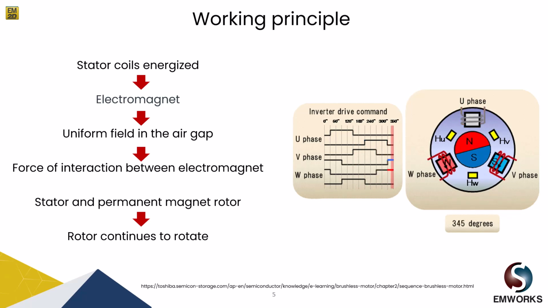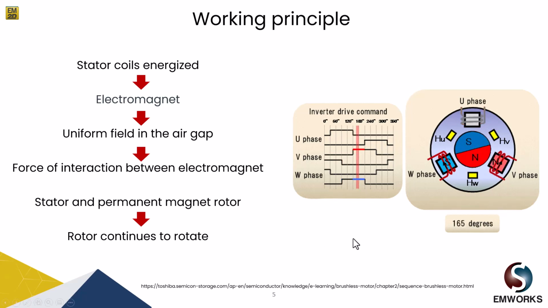So when the stator coils get a supply from the source, it becomes nothing but an electromagnet and starts producing a uniform field in the air gap. Though the source is DC, the supply switching generates an AC voltage waveform with a trapezoidal shape. Due to the force of interaction between the electromagnet stator and permanent magnet rotor, the rotor continues to rotate.